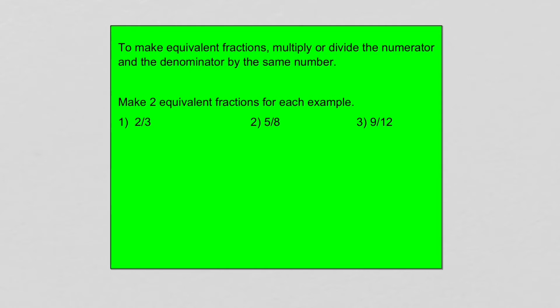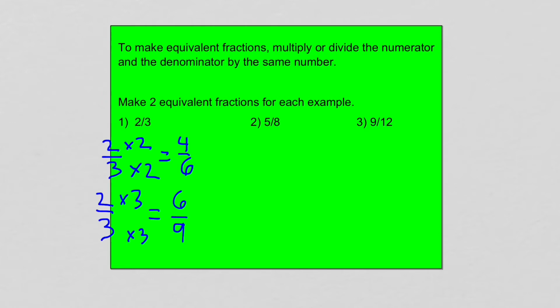So in this example here, it says make two equivalent fractions for each example. So the fraction 2/3. You want to make an equivalent fraction for that? Just multiply the numerator and denominator by the same number. I choose 2. And that's going to give me the equivalent fraction 4/6. But I can choose any number I want, just as long as I do the same thing to the top and the bottom. So maybe I choose 3. 2 times 3 is 6. And 3 times 3 is 9. Okay? It's just that simple.